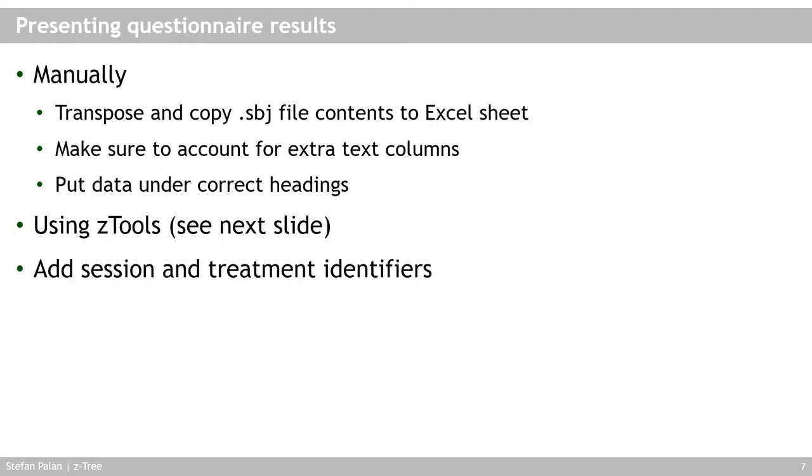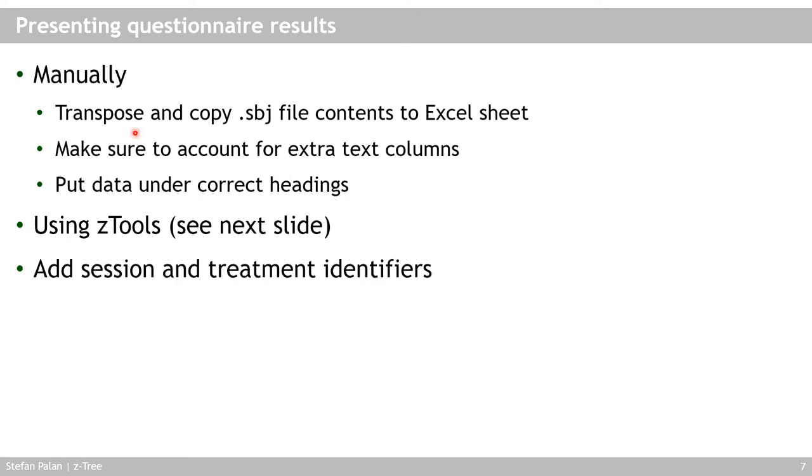Moving on to questionnaire data. In zTree, questionnaire data is saved in the SBJ file, and you can open that in Excel. The problem, if you want to add the SBJ file to your .xls zTree output, is that the SBJ file is transposed such that the subjects are not in the rows, but instead in the columns. I'm sorry, the answers on the questionnaire, the answer variables, are in the rows.